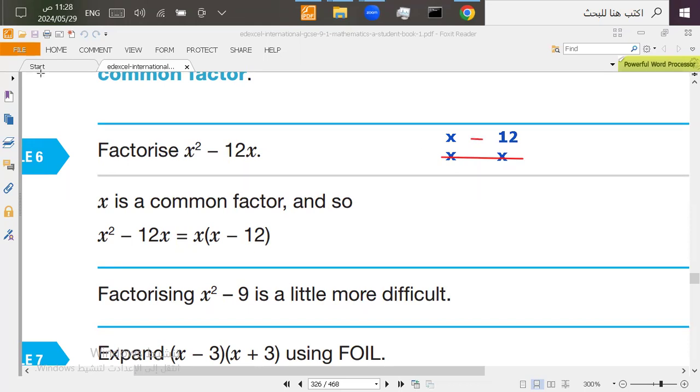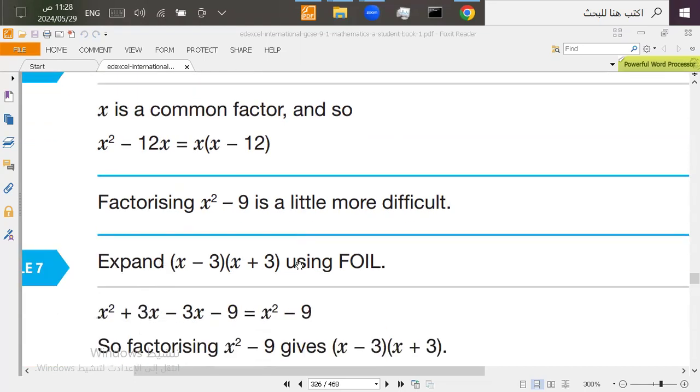So you just put a bracket here. So x bracket, and then close bracket like this. So the answer will be x multiplied by x minus 12. So this idea is for quadratic expressions like this. So let's take a look.